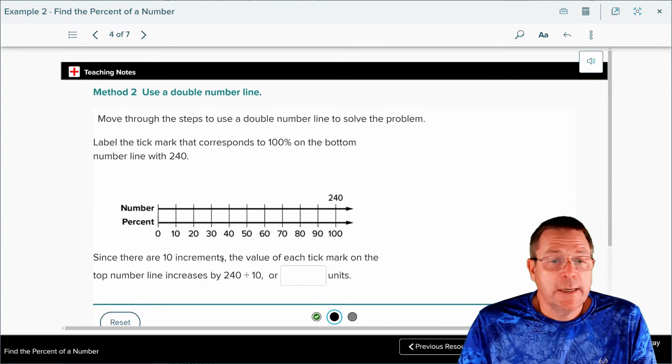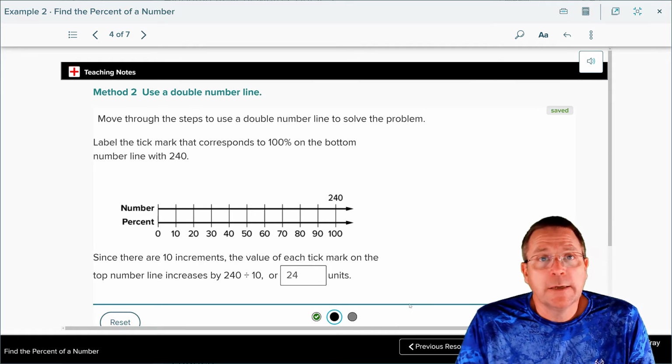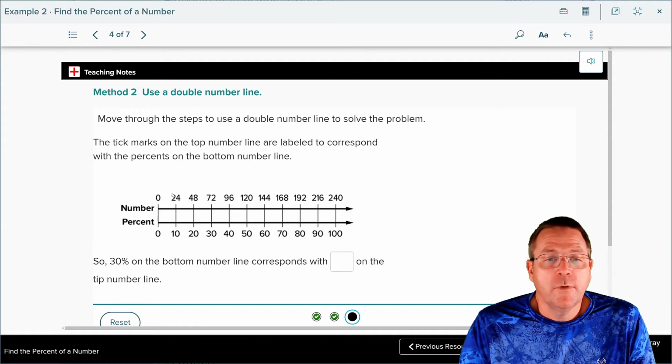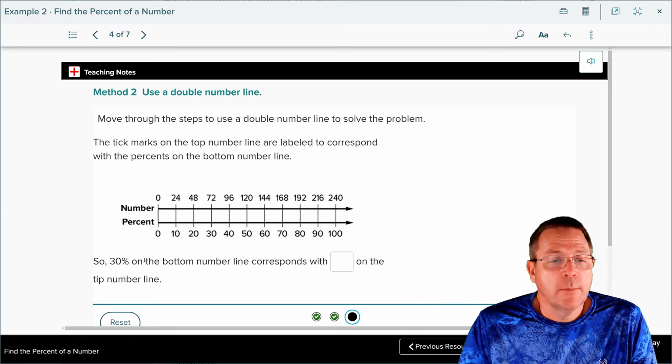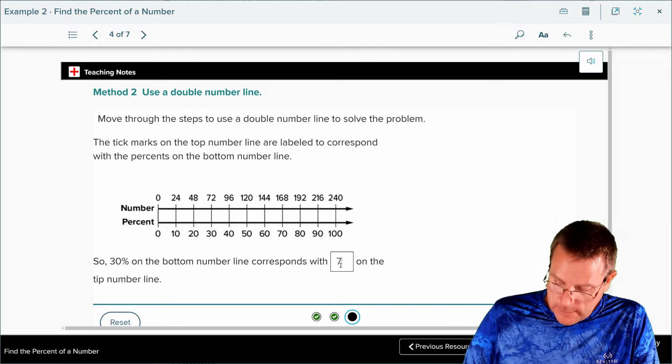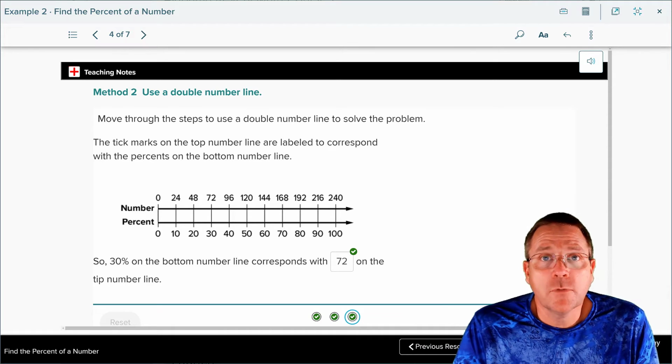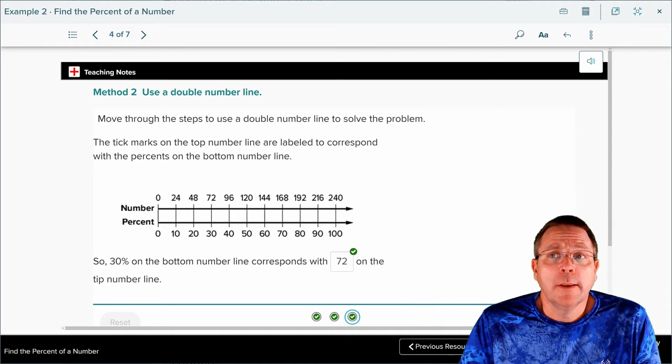Now, since there's 10 increments, the value of each tick mark is going to be what? Well, 240 divided by 10, that's going to be the 24 we found when using the bar diagram. So we know that each one of these is going to increase by 24. And then moving forward from there, you can see how that worked. 0, 24, 48, 72, 96, and so on. And the number on the number line that occurs with 30%, boom, right there is going to be 72, and check your answers. You got the same exact answer this way that we got using the bar diagram.